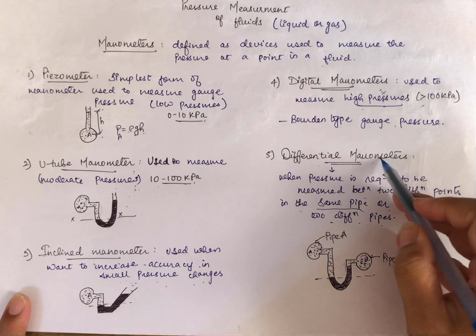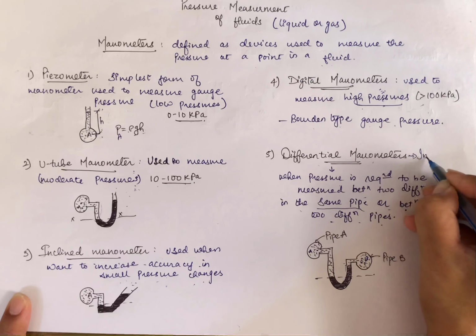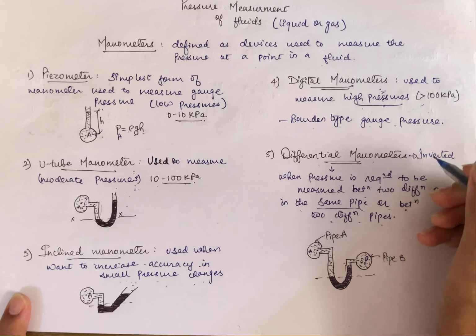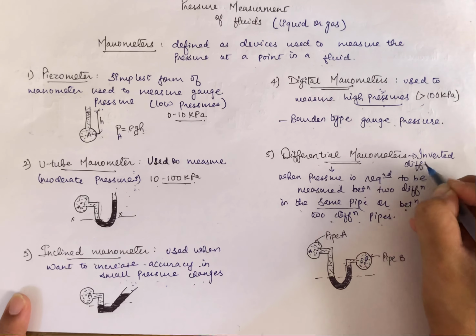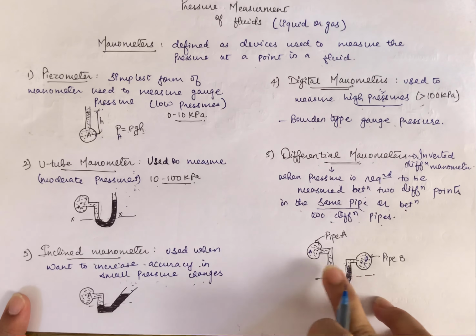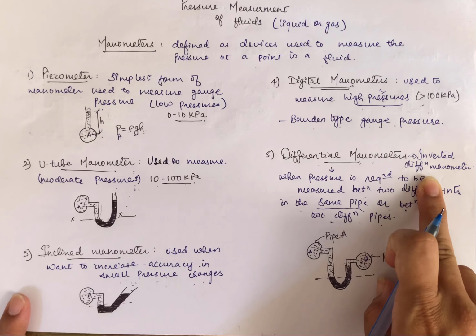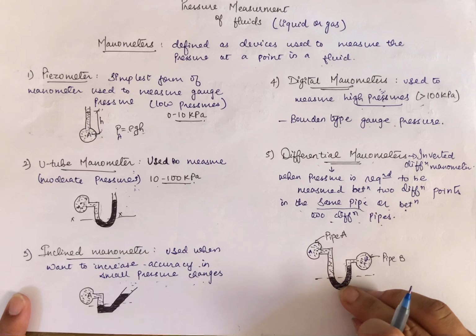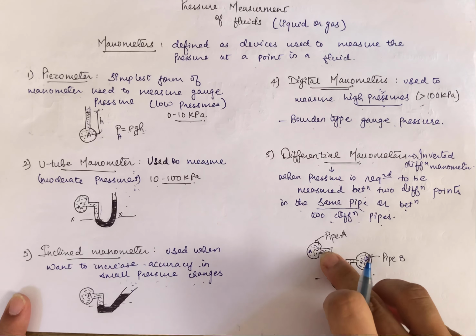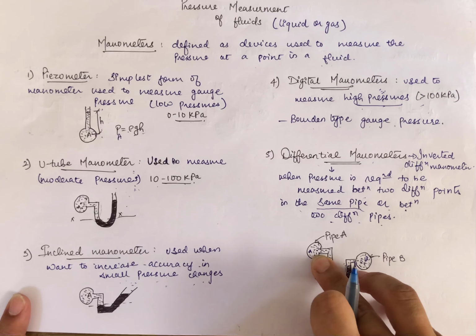Another kind of differential manometer is the inverted differential manometer, which is also used to measure the pressure difference between two points in the same pipe or between two different pipes. But in the case of the inverted differential U-tube manometer, the reference fluid that we take will have a lower specific gravity as compared to the specific gravity of the fluid whose pressure is required to be measured.